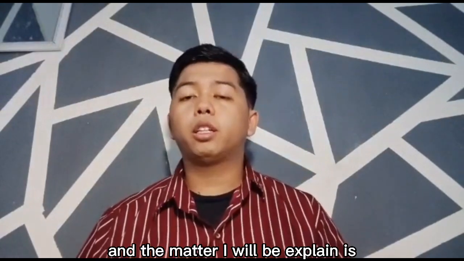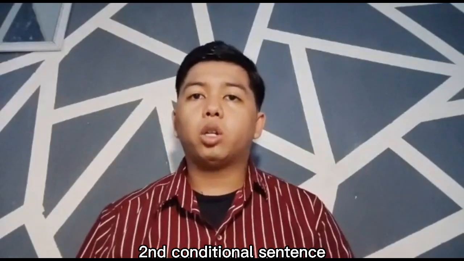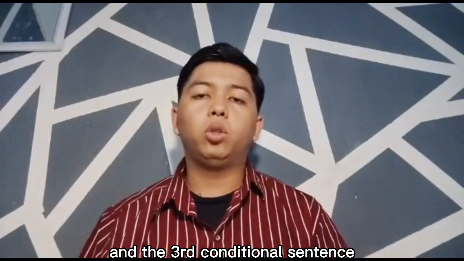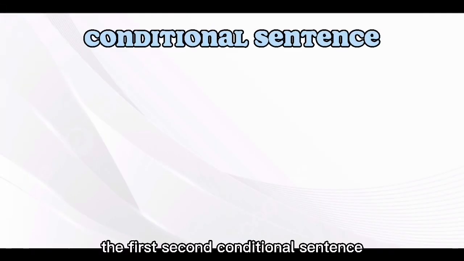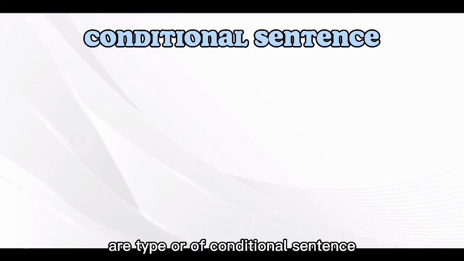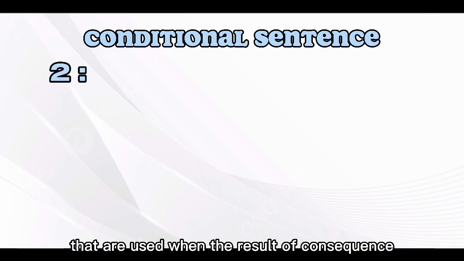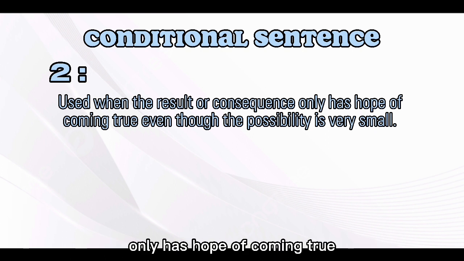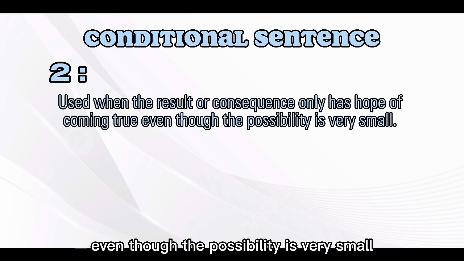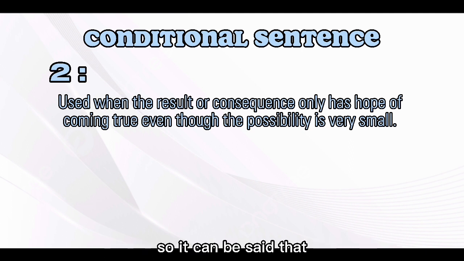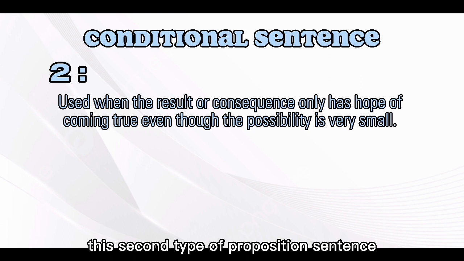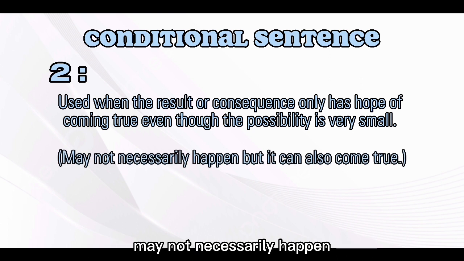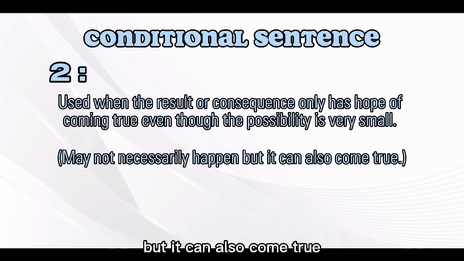And the matter I will be explaining is the second conditional sentence and the third conditional sentence. The second conditional sentence is a type of conditional sentence used when the result or consequence only has a hope of coming true, even though the possibility is very small. So it can be said that this second type of conditional sentence may not necessarily happen, but it can also come true.